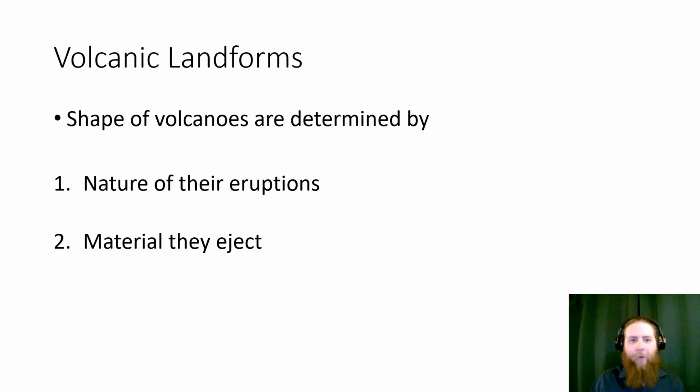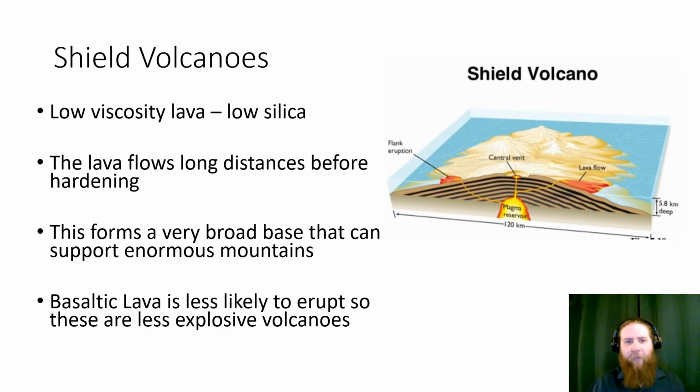So volcanic landforms, the shape of volcanoes, are determined by the nature of how they erupt and the material that they eject. So shield volcanoes, our first one, have low viscosity lava, which, remember, has low silica. This lava will flow a long way off the central vent before it hardens. This makes a very broad base on this shield volcano, and this broad base can support really, really tall structures.